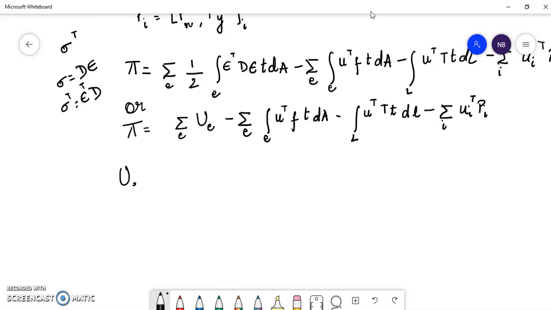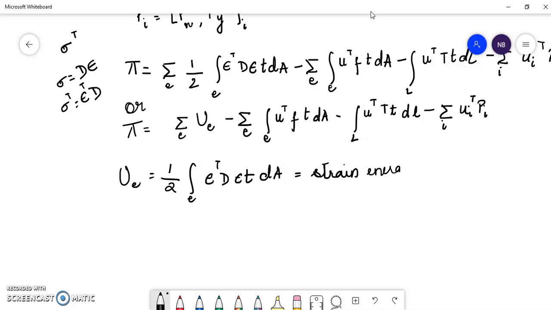So we know that UE equals to half integral epsilon T D epsilon into thickness dA, and this is the strain energy of the element. Now let us derive the element stiffness using the above equation.